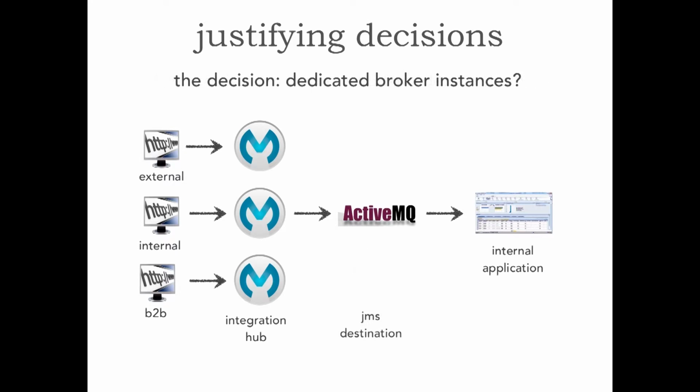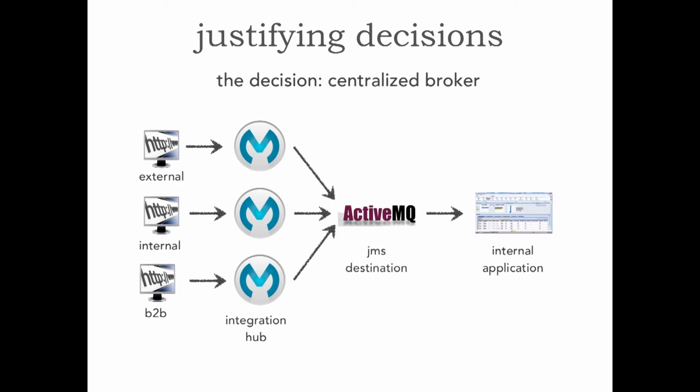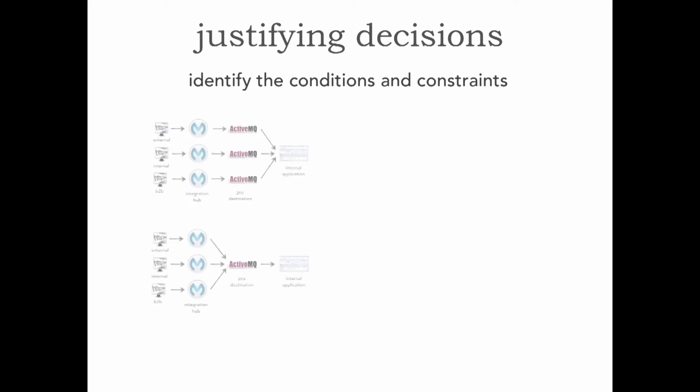Do we first use dedicated broker instances? In other words, do we have ActiveMQ tightly coupled with each Mule instance, so that the application goes through a particular broker to get to Mule? Or do we use a centralized broker, where the internal application talks to one broker that services all the Mule endpoints that are JMS? So when making an architecture decision such as this, you need to consider all the possibilities and apply those possibilities and create a case to justify one decision over the other. So let's do that. We're going to put both of those decisions up here. The top one is the dedicated ActiveMQ instances, and the bottom one is the centralized broker. Dedicated broker, centralized broker.